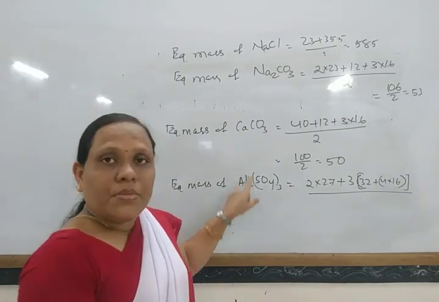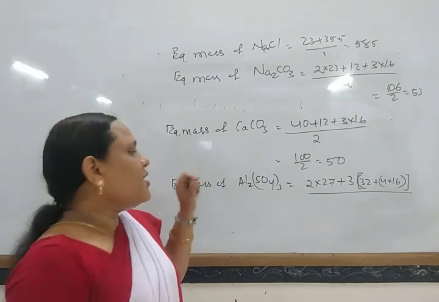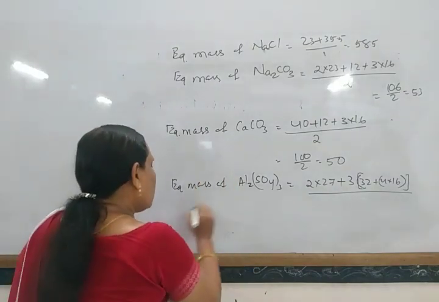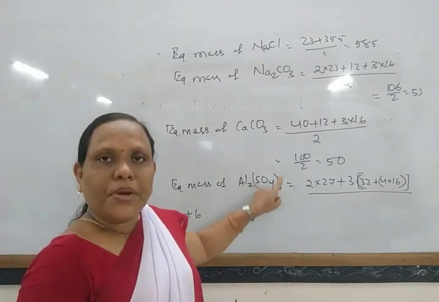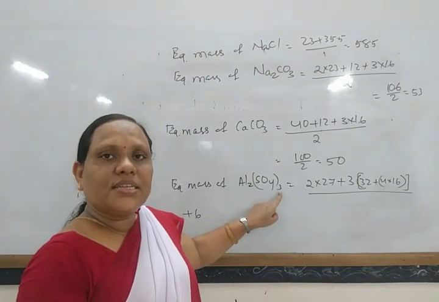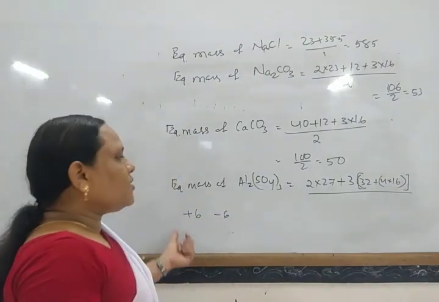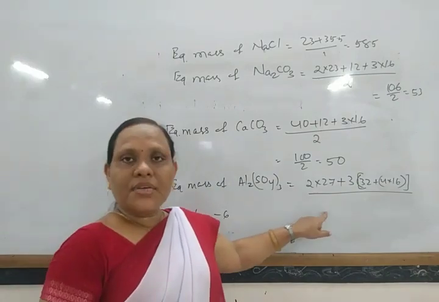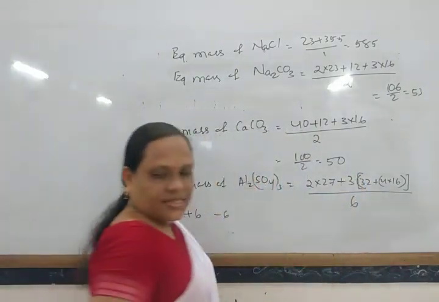So 1 aluminum has charge +3, 2 aluminum has charge +6. Similarly, total positive charge is +6. One sulfate has charge -2 and 3 sulfates are there. So for the 3 sulfates, the total charge is also -6. So in this way, the total positive charge or total negative charge, divided by 6.